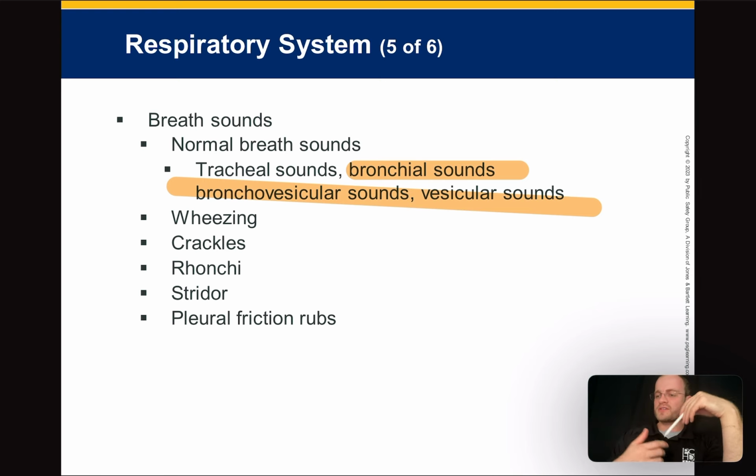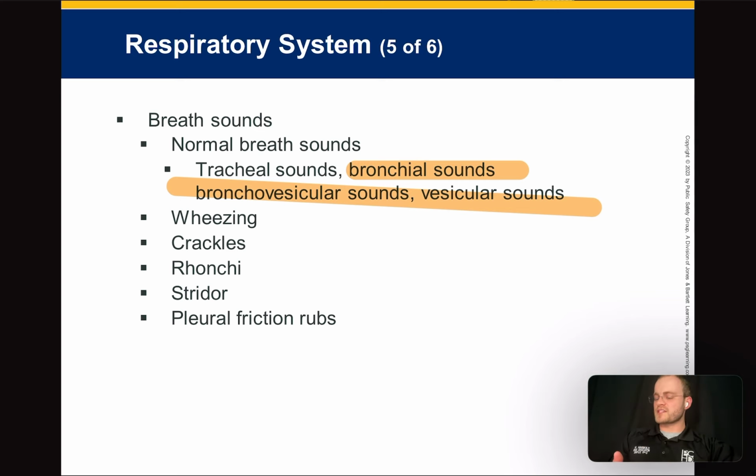And then especially there's a thing called egophony, where you can ask the patient to say, sauce, right? Random word, right? And you'll hear it louder in areas of consolidation. So if someone has a right lower lobe pneumonia, and you ask them to speak, it'll be louder in the lobe that has the pus in it. That's egophony, okay? Or a bronchovesicular sound.